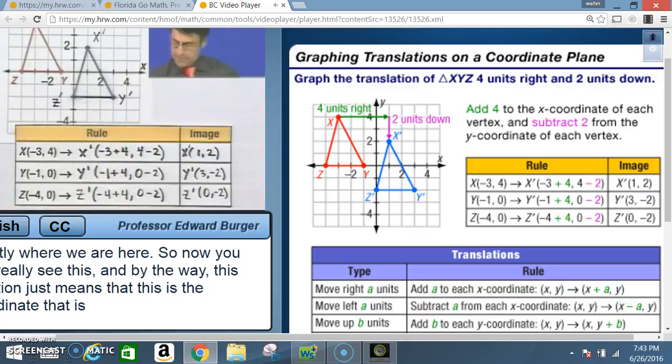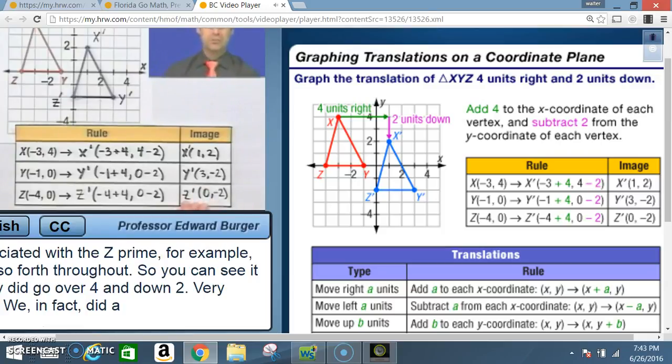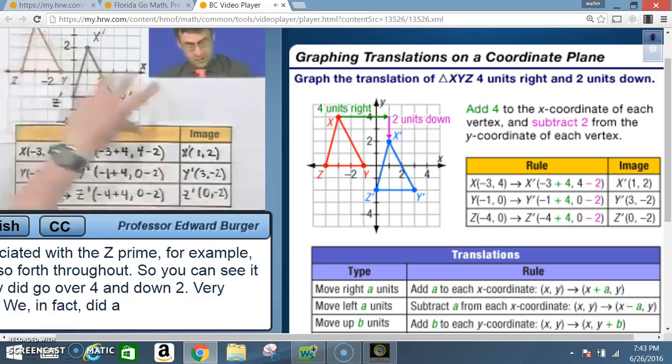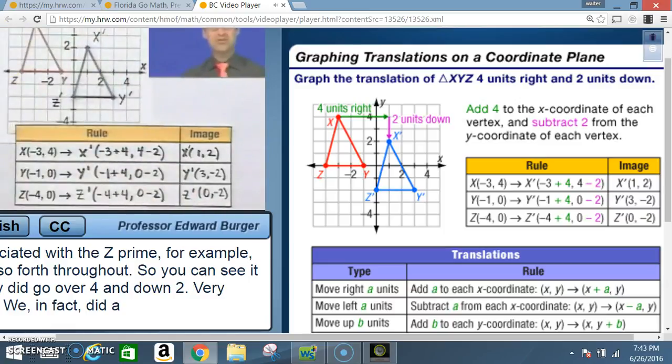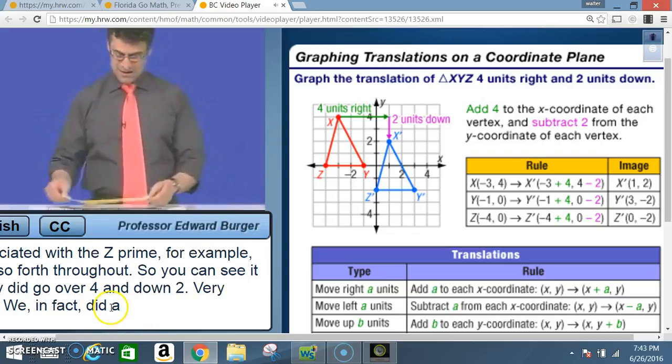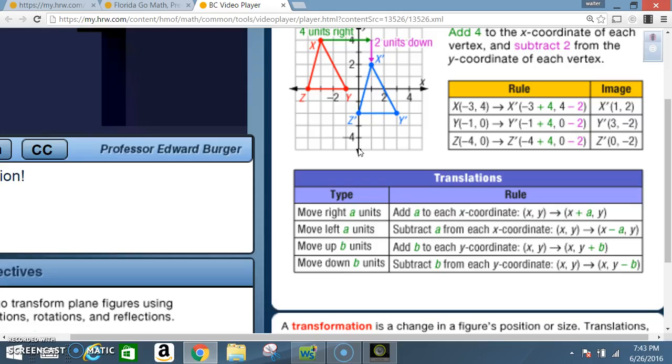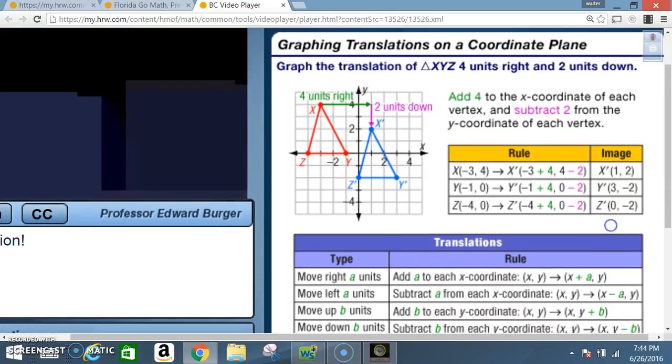By the way, this notation just means that this is the coordinate associated with Z prime, for example, and so forth throughout. You can see it really did go over 4 and down 2. Very cool. We did a translation. You may recognize this example from an earlier lesson, but the main thing they want you to recognize in this lesson is how to write the pairs using algebraic notation, like X prime, Y prime, Z prime, to describe what's taking place.